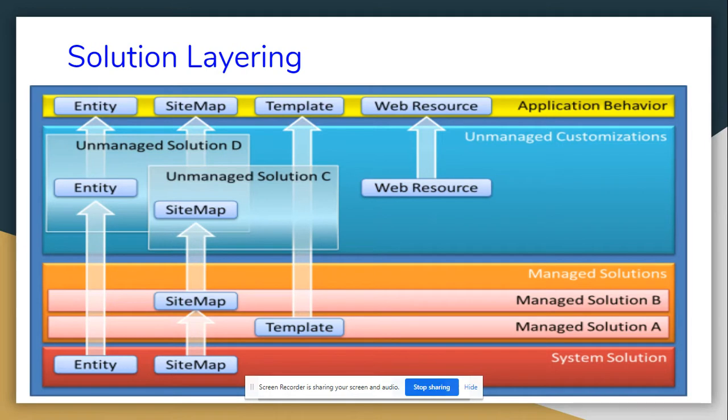And so after doing all the customization, this is our application behavior. These are the set of components we are adding into our custom solution and making an application. You can see the yellow bar is there.